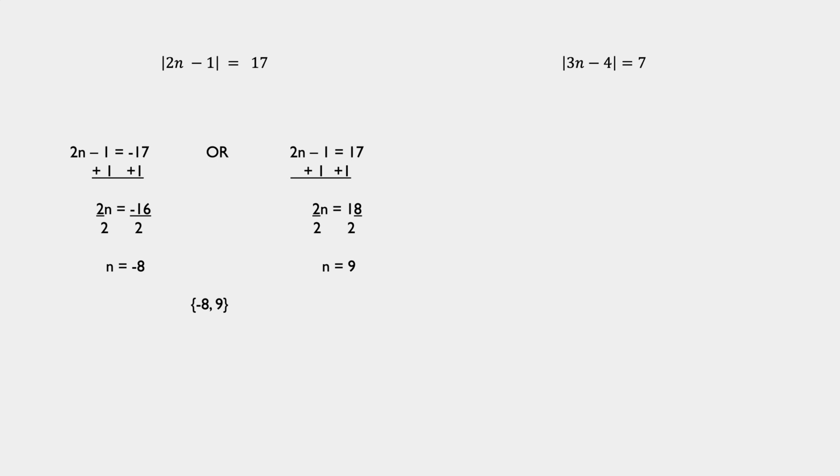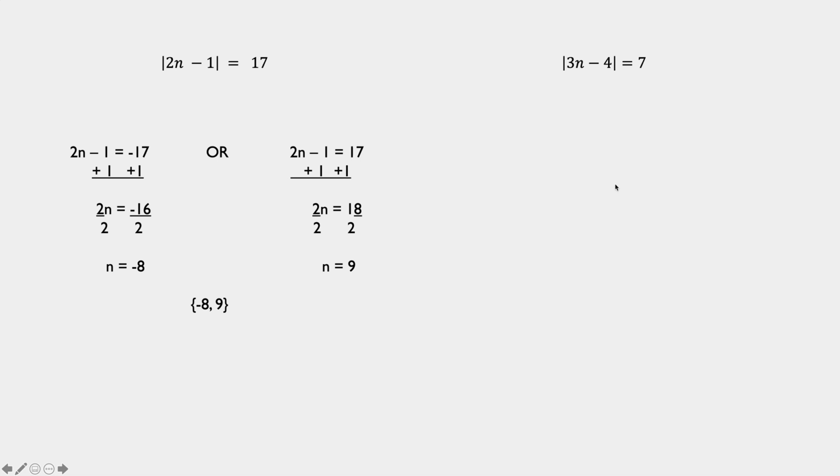Sometimes students think absolute value changes the sign. It does not. It makes it positive. Remember always, absolute value is a distance, namely the distance from 0. So absolute value is always positive because distances are always positive. All right, let's see you try the next one. Absolute value of 3n minus 4 equals 7. Go ahead.